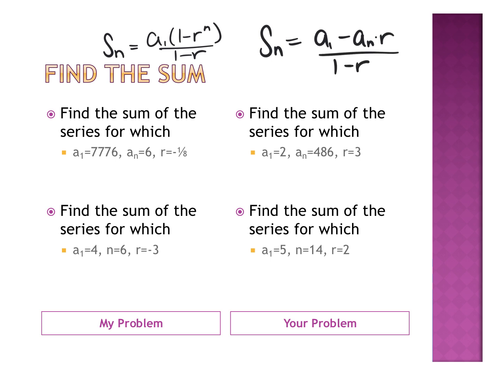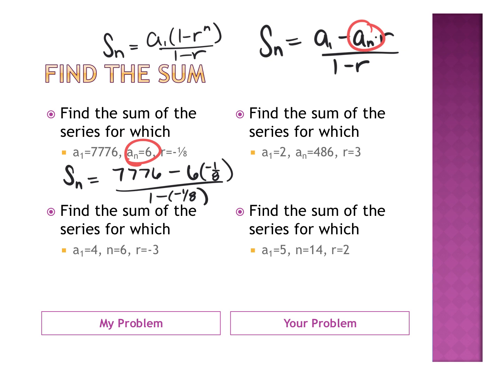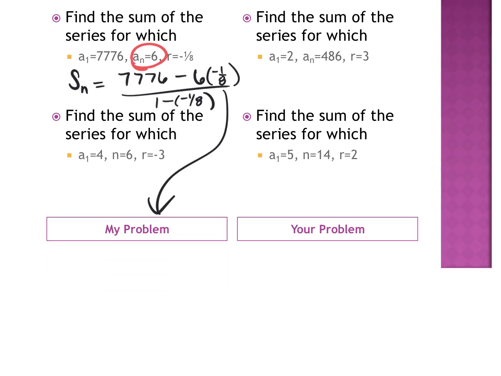So my first problem, find the sum of the series for which a1 is 7,776, an is 6, and r is -1/8. So if I know an, I'm going to use my formula that has an in it. So I plug in the sum for n terms. I don't know how many terms there are, but I know what that last term is. 7,776 minus 6 times -1/8 divided by 1 minus -1/8. I'll do a little bit of work in the calculator. I'm going to move it down here so we can see the work.